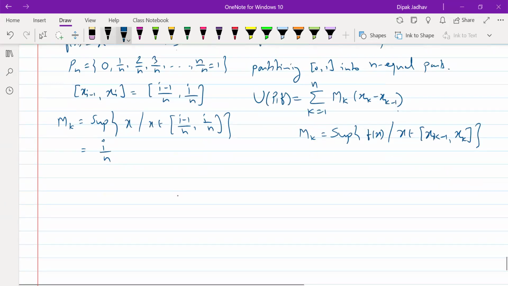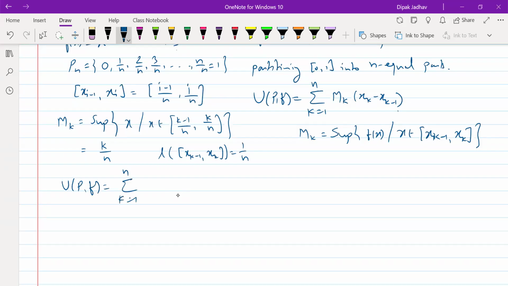So the supremum is k by n. And what is the length of the kth subinterval? 1 by n. That's very good. So what is the upper Riemann sum? Let us plug in. Summation k from 1 to n, M_k is nothing but k by n into the length of the interval 1 by n.